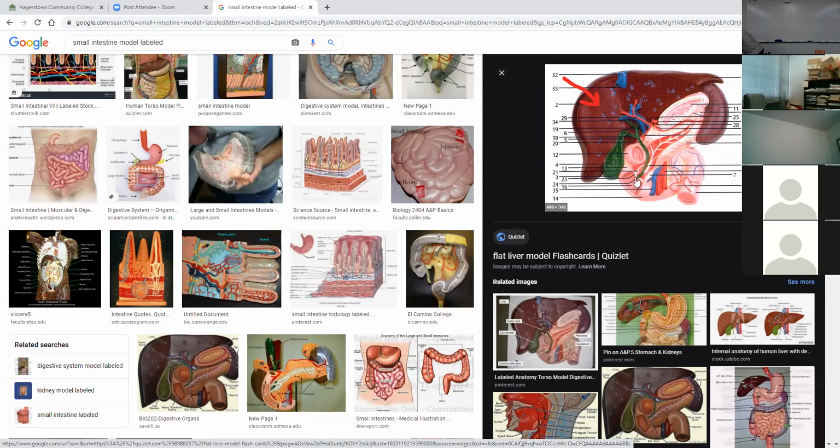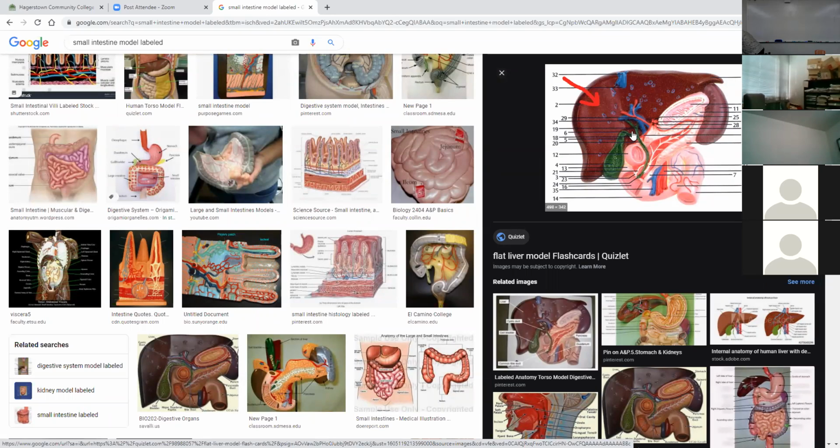Now along the way, it combines with the common bile duct, which is this green one right here. But also there's a branch of the main pancreatic duct right here called the lesser pancreatic duct, or minor pancreatic duct, and it empties into the duodenum at the minor duodenal papilla.